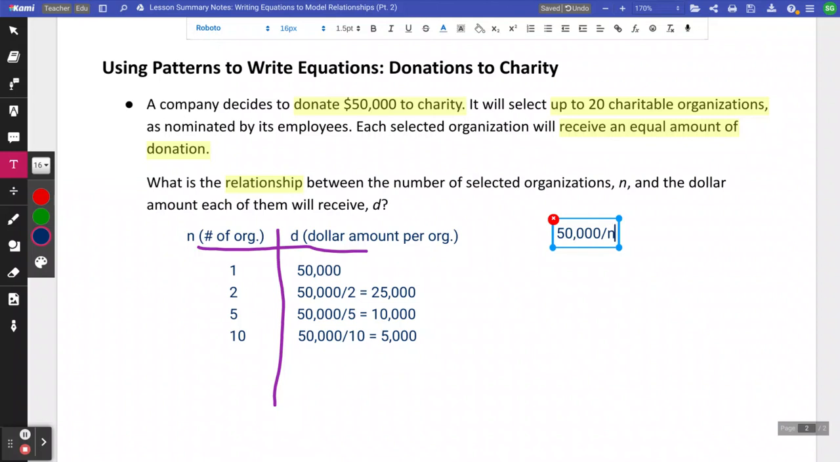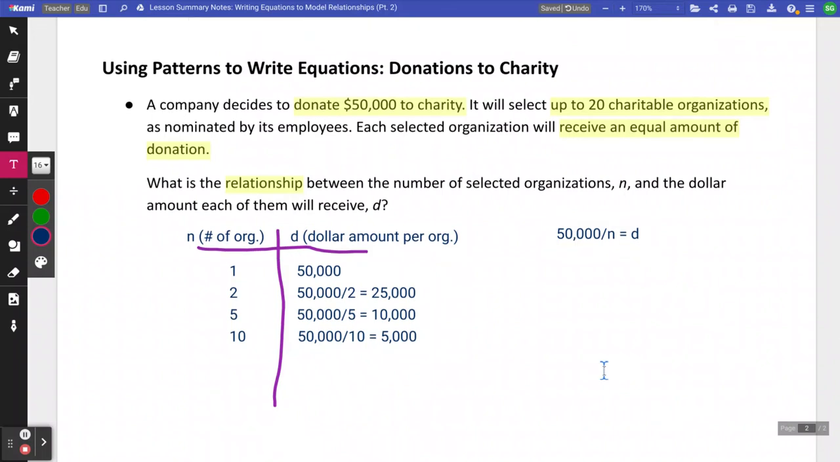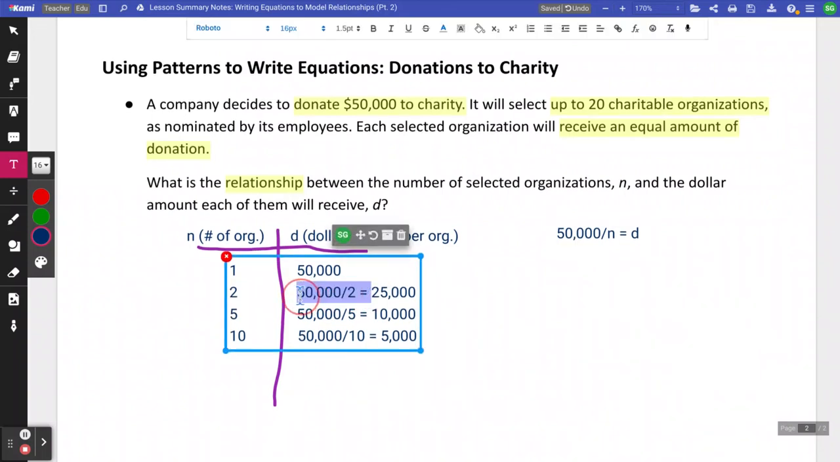So I'm going to say $50,000 divided by N. And when I do that, it equals something. Every single time when I did that division, I was using that division to help me figure out that dollar amount each charity got. So we could say it equals D. That is one equation that represents this situation here.